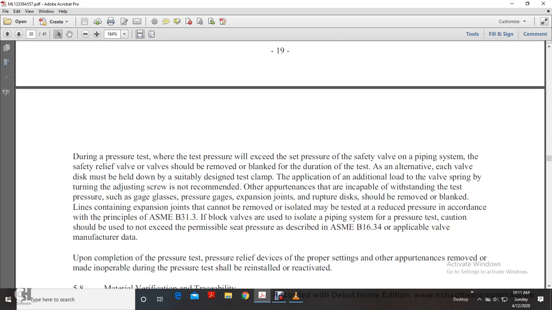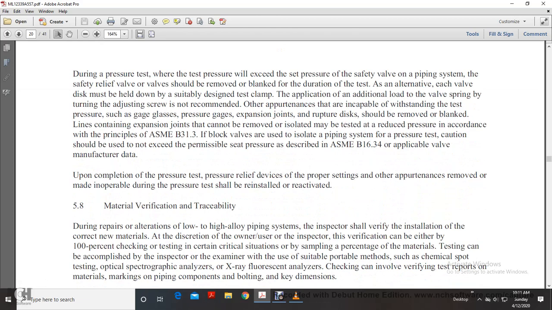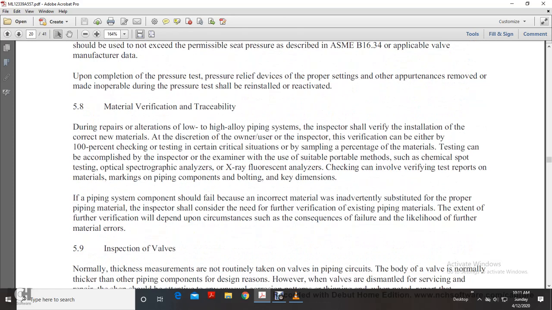With block valves that are used for isolating the piping system during pressure testing, caution should be used not to exceed the permissible seat pressure as described in ASME B16.34 or the applicable valve manufacturer data. Upon completion, pressure relief devices, if removed, should be reinstalled with the proper setting, and any made inoperable during the pressure test should be reactivated.